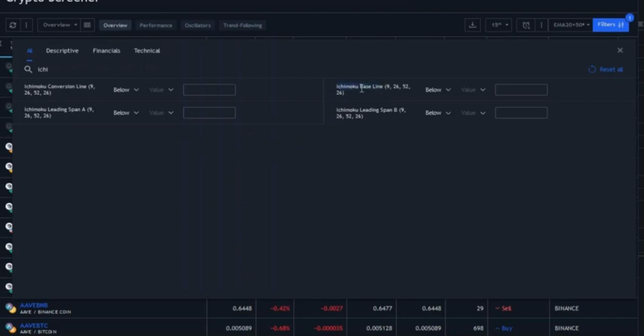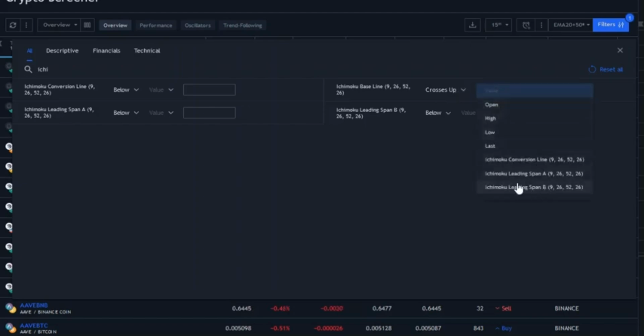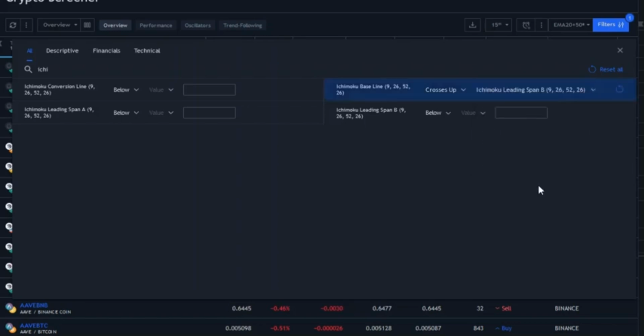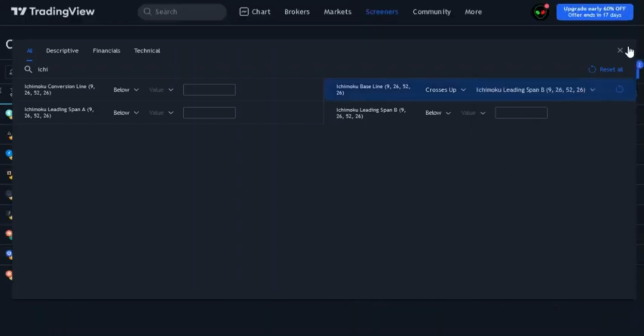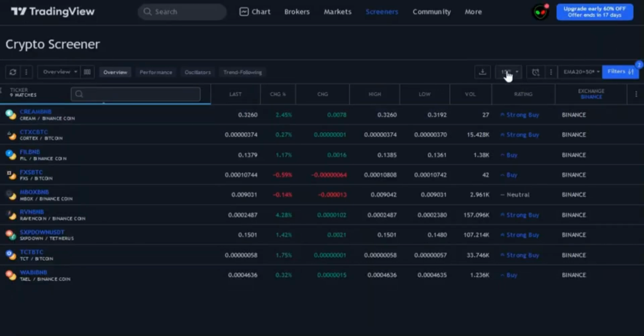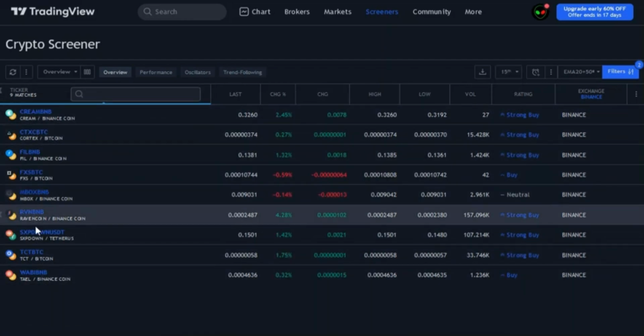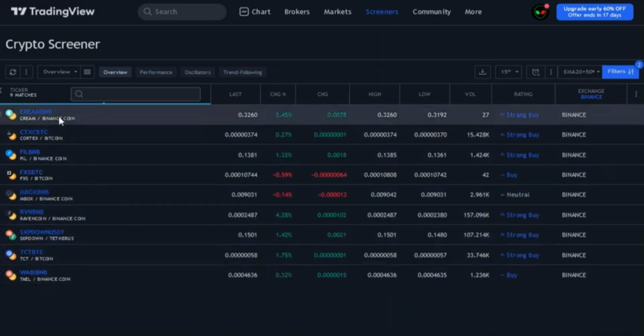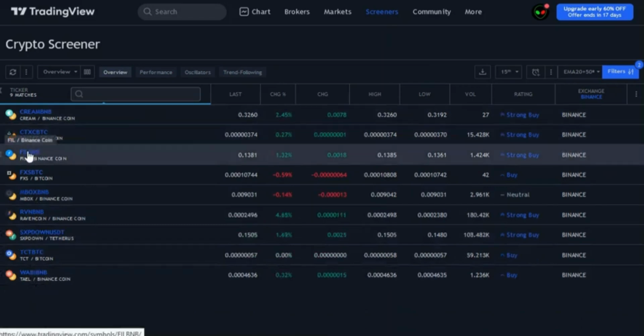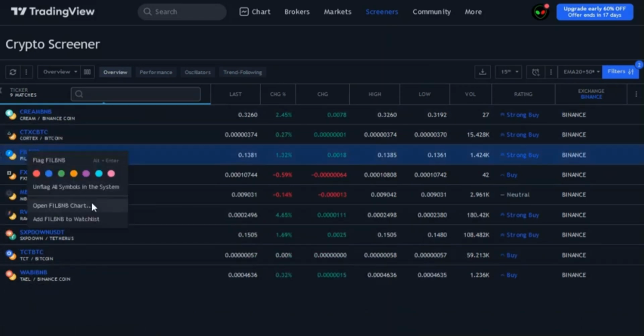Well, let's pick up Ichimoku baseline to find some opportunities. Now we will look for the positive intersection of the baseline with lower cloud line, which is the leading span B. As we said in previous videos, choose the time frame from here and make sure that it matches the chart. Now as you can see, these are the results we filtered. Let's pick up one of these pairs and see the chart.